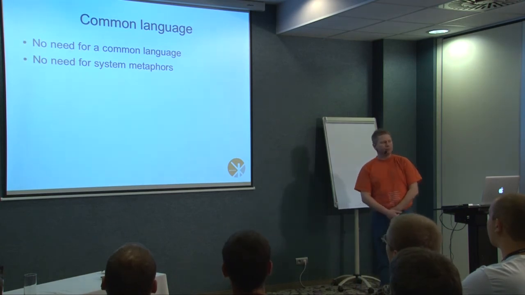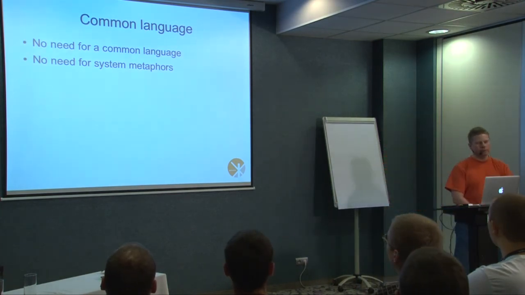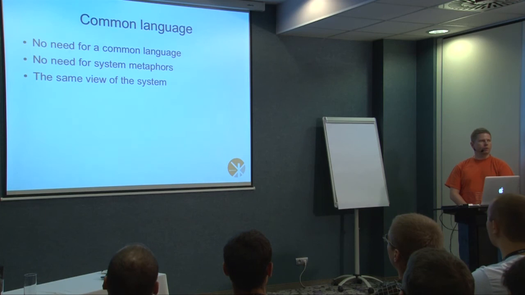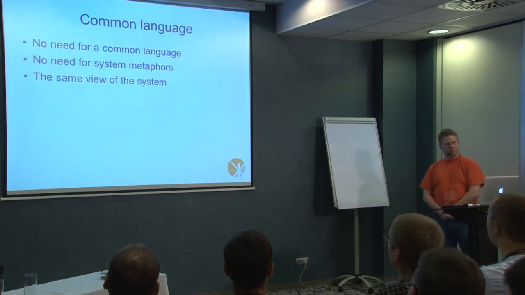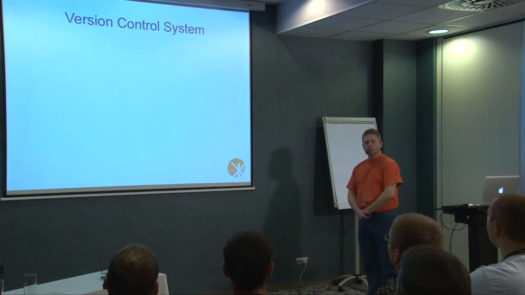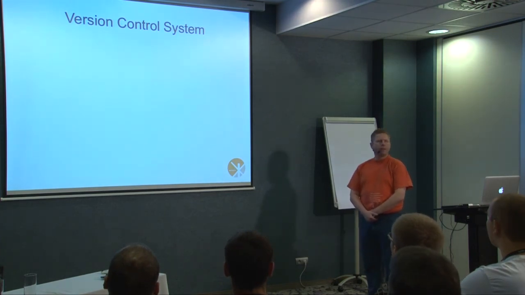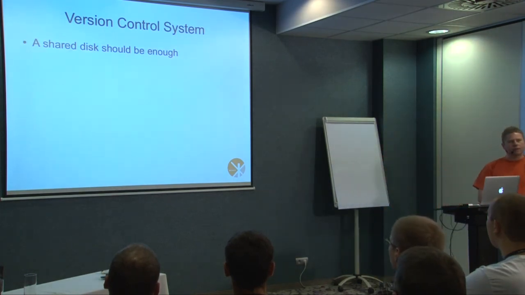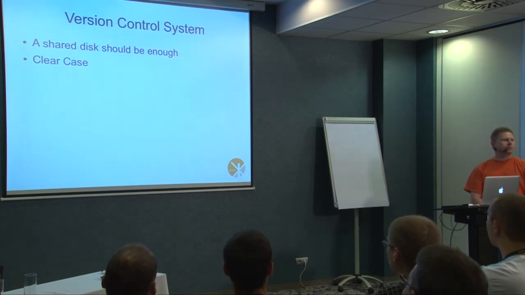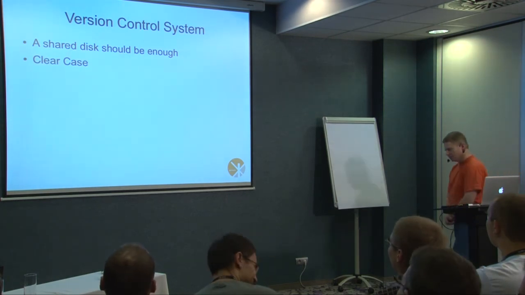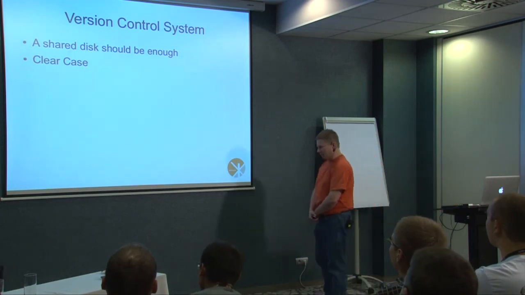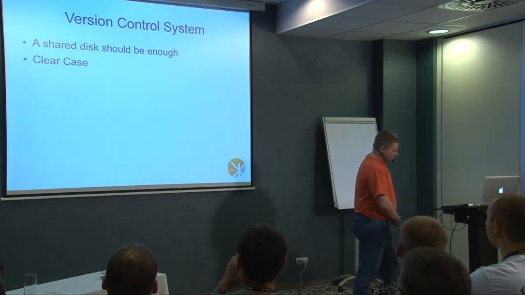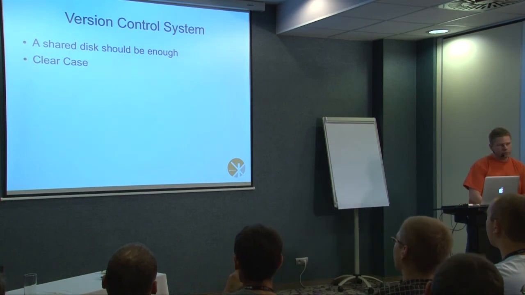We don't need any system metaphors either. We all know it should be in the system. We all have the same view of it because we're working with it and we have read the specification. Version control system, well, no, I don't think so. A shared disk should be enough. And if you really need it, I mean stuff like Subversion, Git, Mercurial, no, that's just hippie systems. Anyway, ClearCase, that's the way to do it. That's the place to do it.